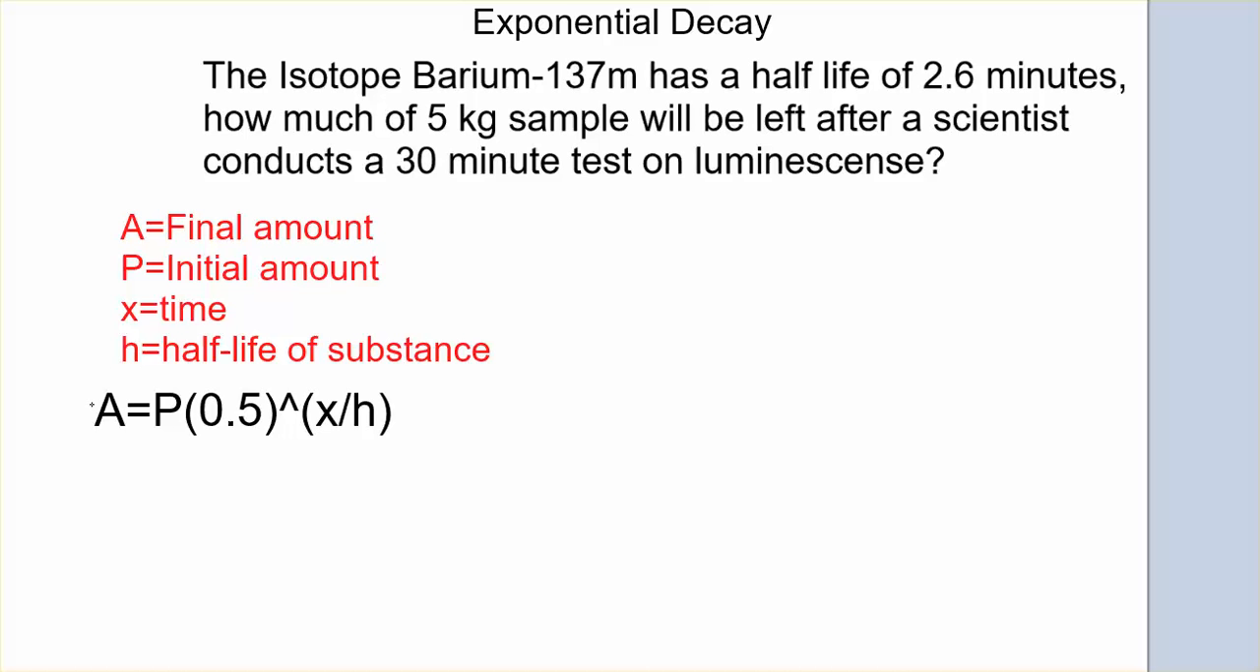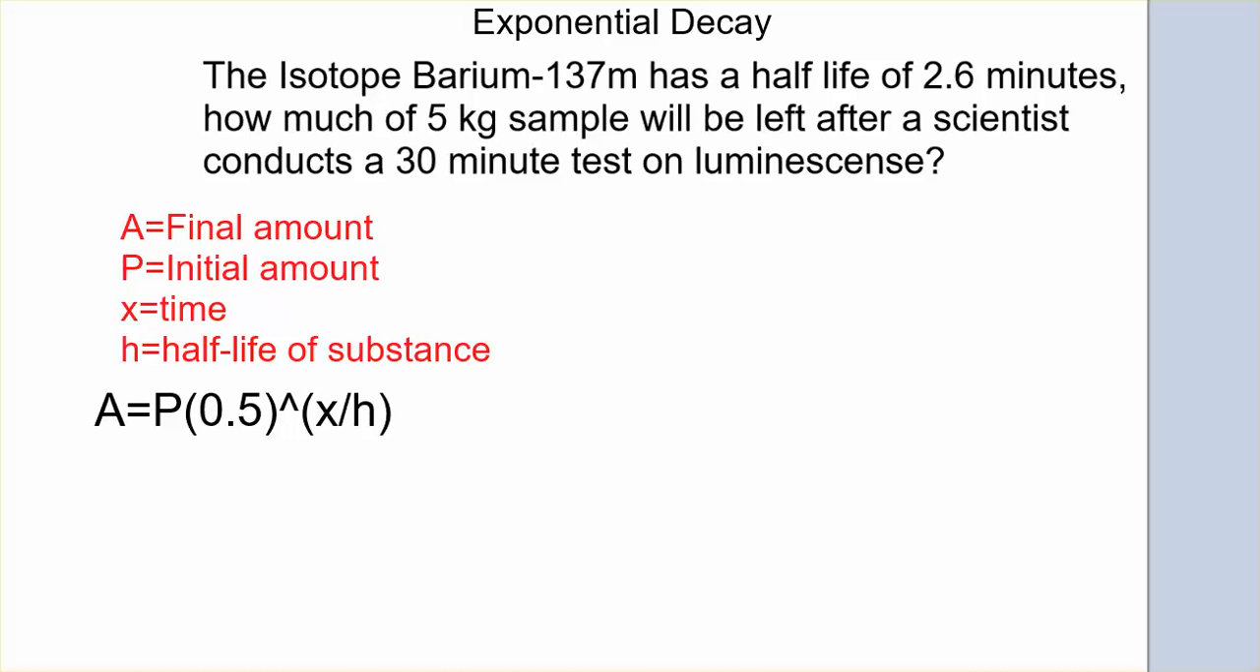So this formula: A equals P times 0.5 to the x over h. A is the final amount, P is the initial amount, and 0.5 symbolizes how long it takes for half of it to disappear. And then x over h: x is the time, so that'd be 30 minutes, and h is the half-life of this substance, which in this example is 2.6 minutes. The initial amount would be 5 kilograms, so that would be P.